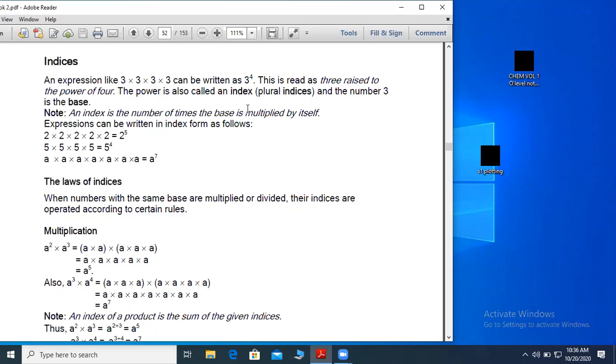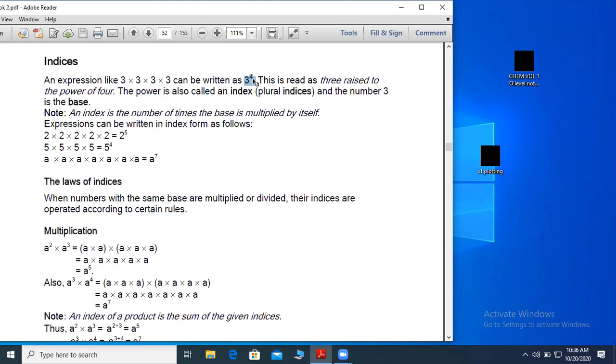An expression like 3 times 3 times 3 times 3. If you realize, we are multiplying by 3 4 times. So an expression like 3 times 3 times 3 times 3 can be written as 3 to power 4. I think you agree with this, and there is no doubt.